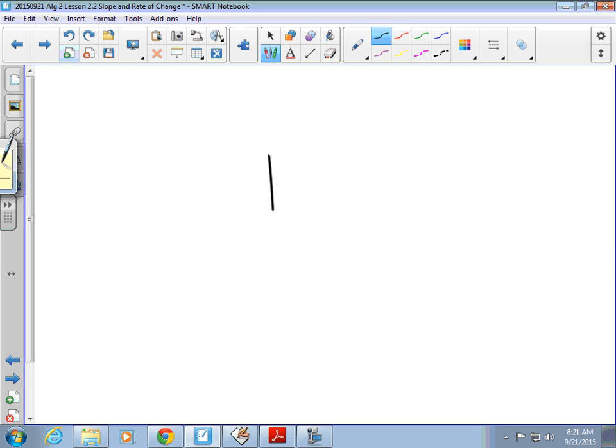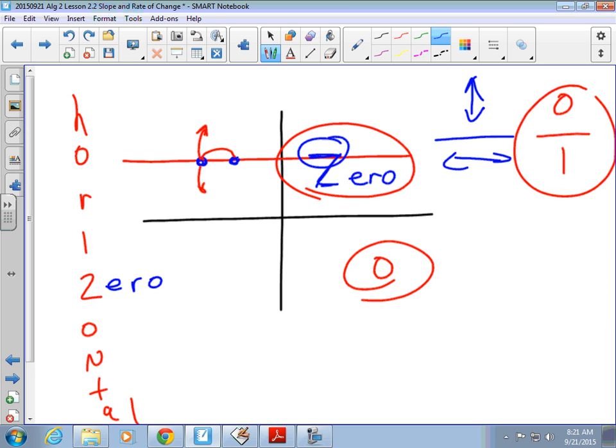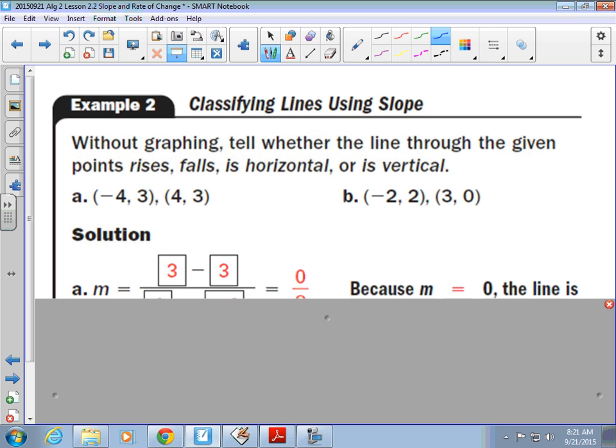Again, same thing with pictures. If you have this line looking like this, you can use this to write an N to put no slope versus 0 slope for a horizontal one. Undefined. Here's example number 2, classifying lines using slope. Without graphing, tell whether the line through the given points rises, falls, so positive, negative, is horizontal or is vertical.